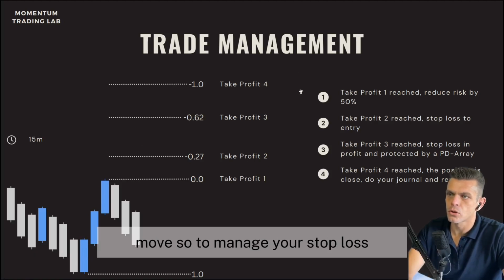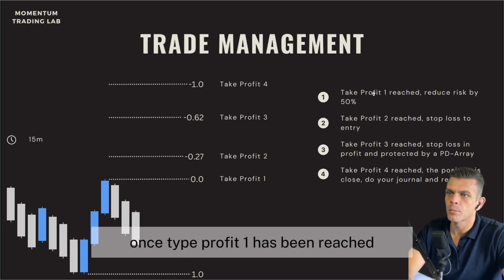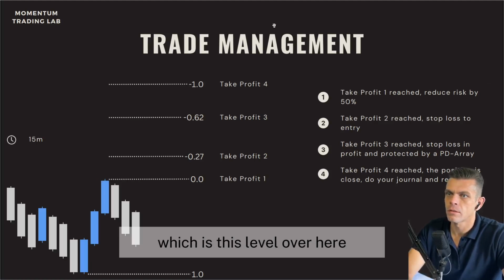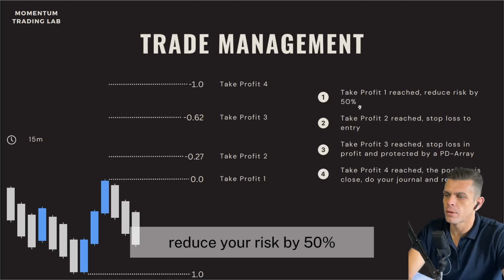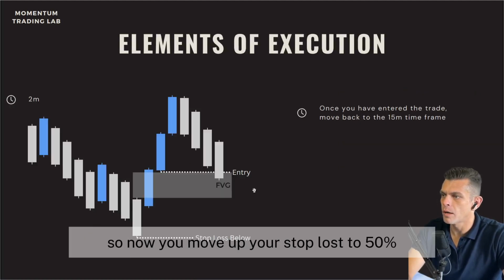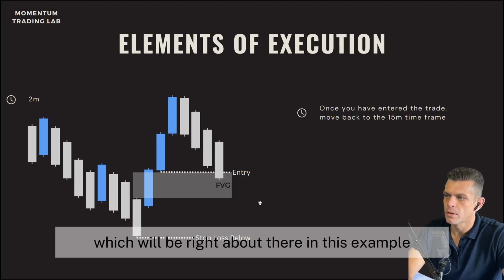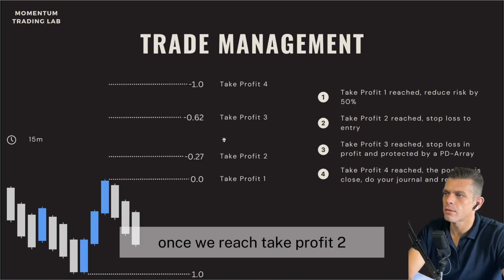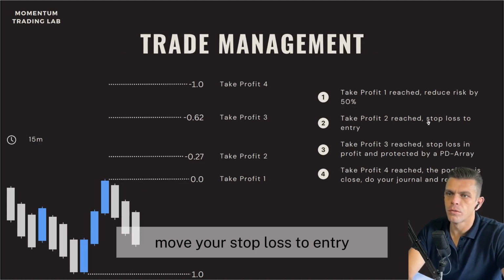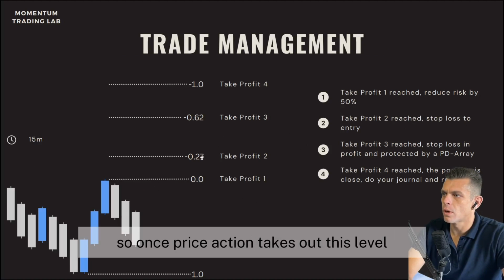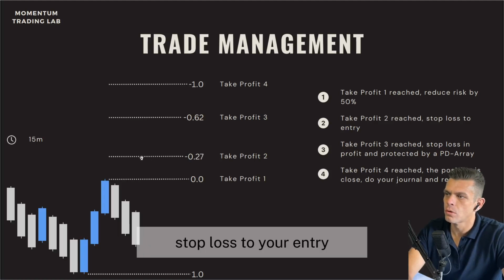So to manage your stop loss, once take profit 1 has been reached, which is this level over here, reduce your risk by 50%. So now you move up your stop loss to 50%, which will be right about there in this example. Once we reach take profit 2, move your stop loss to entry. So once price action takes out this level, stop loss to your entry.